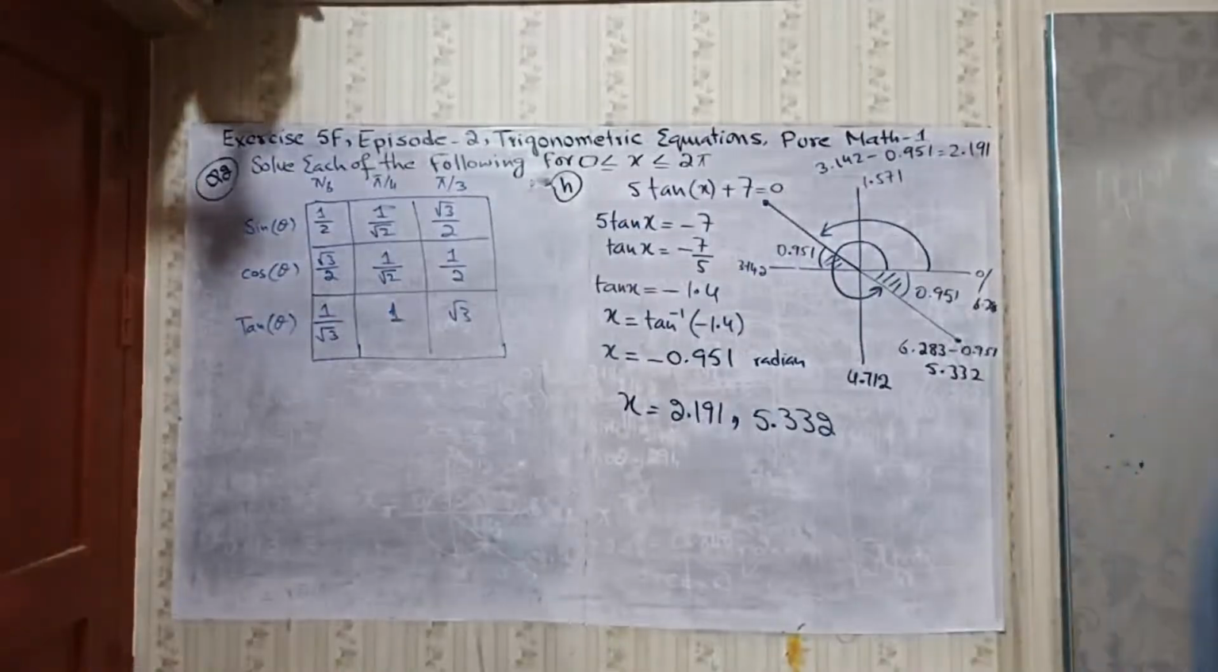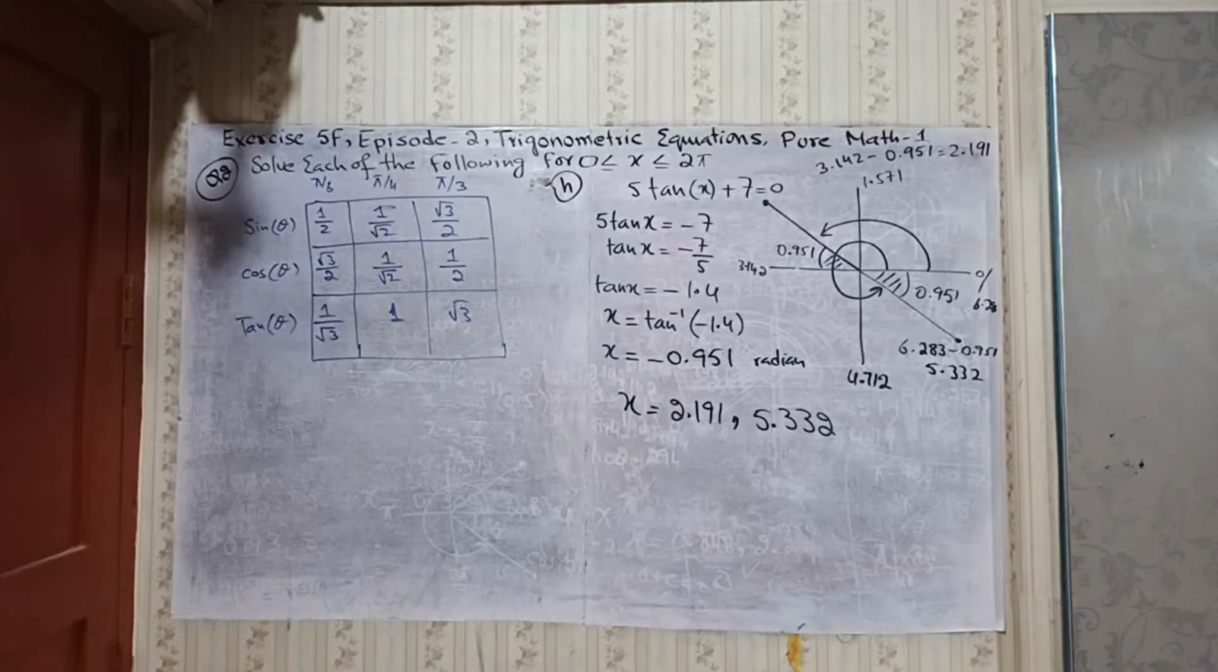So let me check the answer, whether it is right or not. Question number 2, H part, 2.19. So our answer is right, and 5.33, that's the angle in the fourth quadrant. You see, it's highly conceptual and it's easy also. If your concept is clear, then it's very, very easy.